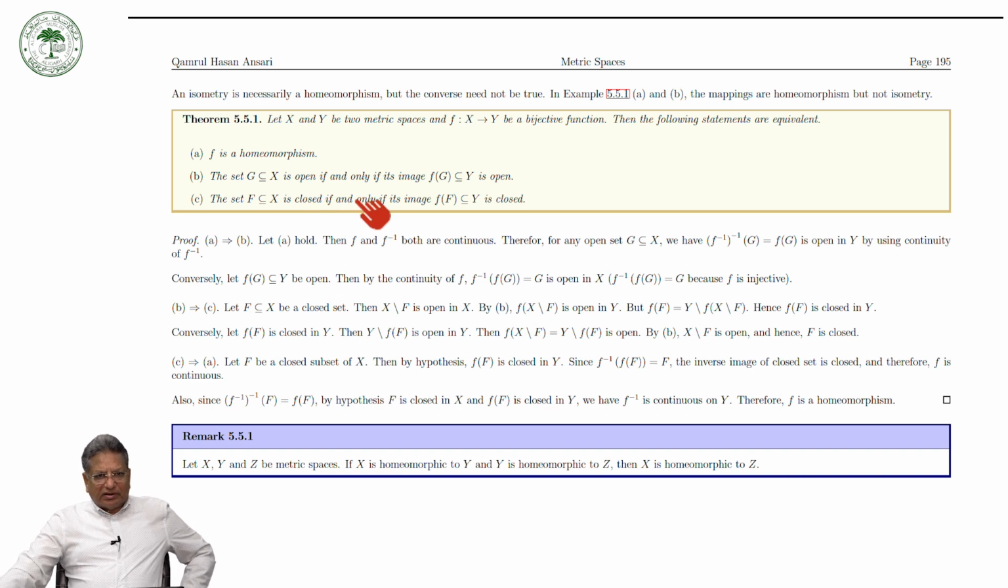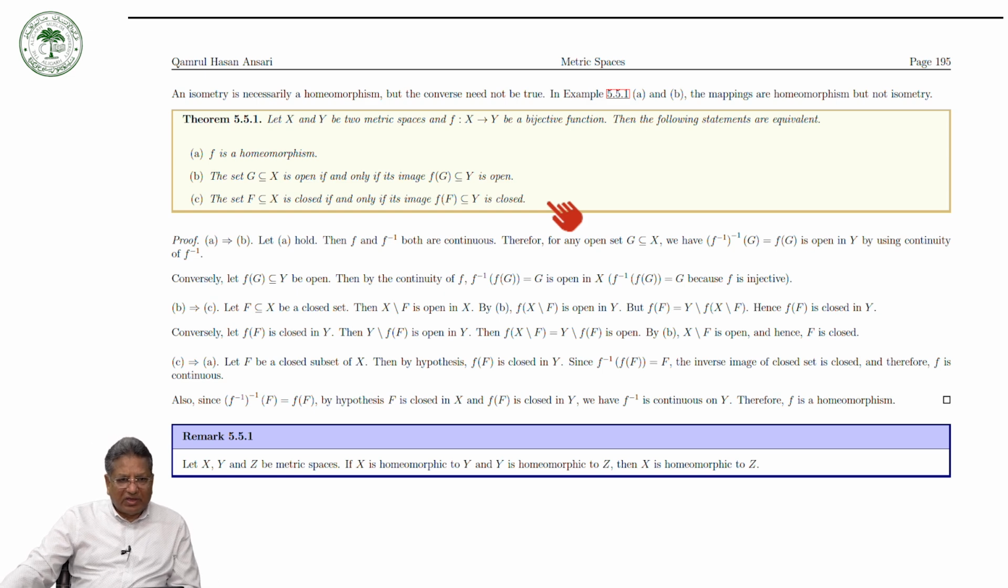So here you see that we have seen that if the function is continuous, then the image of an open set may not be open. If the function is continuous, then the image of a closed set may not be closed. But if the function is a homeomorphism, then the image of an open set is open and the image of a closed set is closed. So let us prove that these three statements are equivalent.